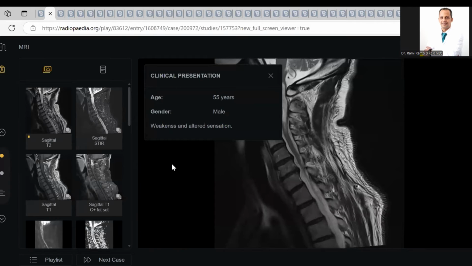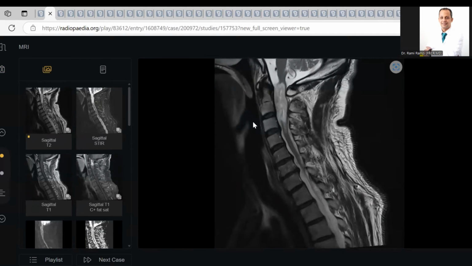A 55-year-old male patient complaining of weakness and altered sensation. I am provided with the digital cuts of an MRI of the cervical spine. The image shows a well-defined intramedullary lesion opposite the T2, T3 vertebral body.